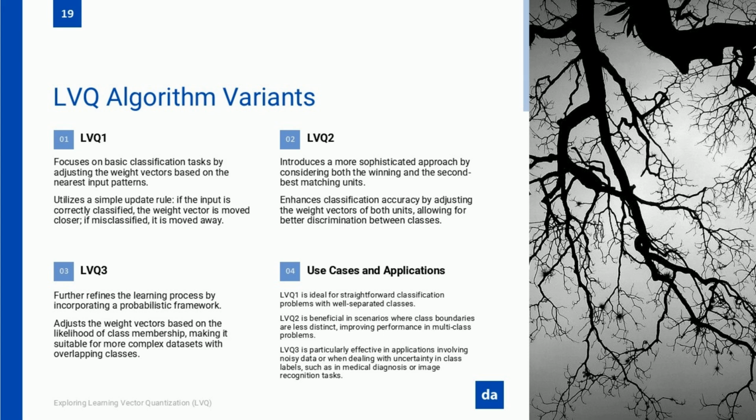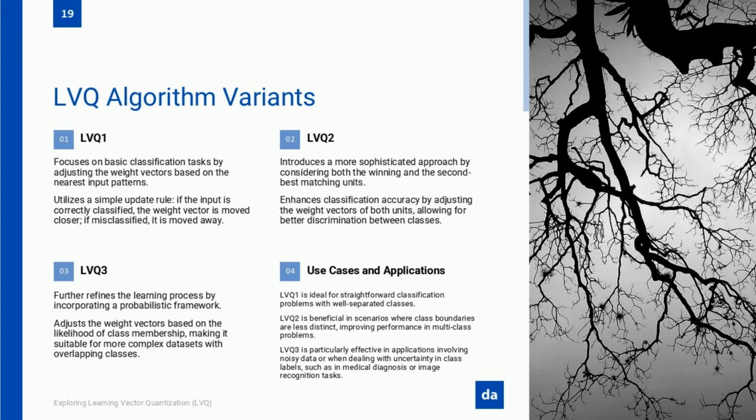That's where LVQ2 comes in. LVQ2 adds a second-best matching unit, SBMU, into the equation. Instead of just adjusting the winning prototype, LVQ2 also looks at the second closest prototype. If the input falls between two class boundaries, both vectors are updated, one moves closer and the other moves away, helping to refine decision regions. This makes LVQ2 much better at handling multi-class classification problems, where boundaries between classes aren't always clear-cut. It's especially useful when working with noisy datasets or situations where similar-looking inputs belong to different categories.